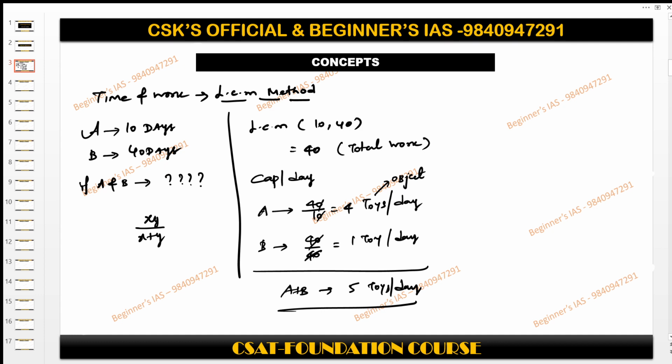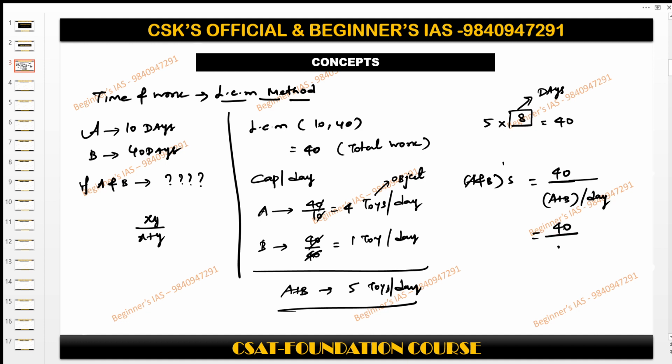Therefore, 40, so 5 into the number of days is equal to 40. So therefore 8 days required to complete the total. Or else you can go this way also. The number of days for A plus B is equal to the total work, 40, divided by the per day work of A plus B. A plus B is the per day work. So it is equal to 40 by 5. So therefore here 8 days.